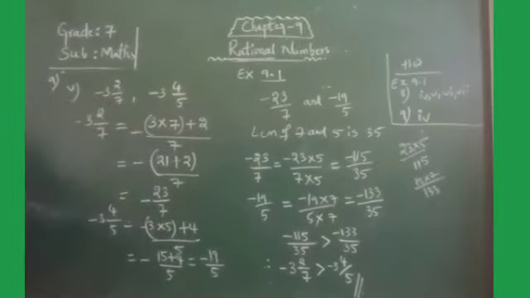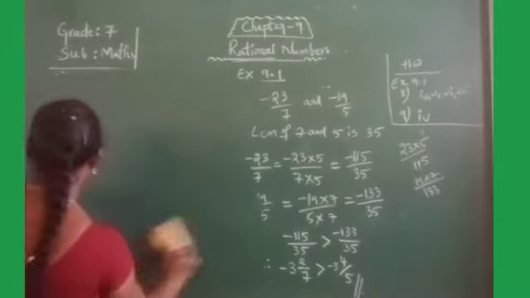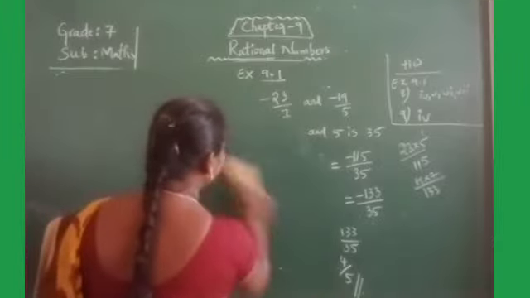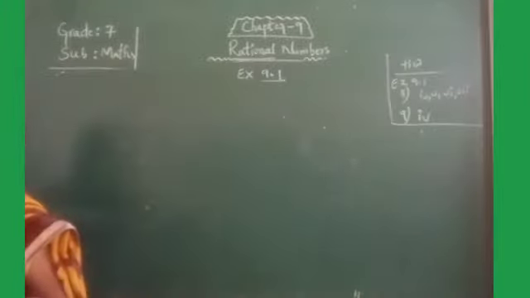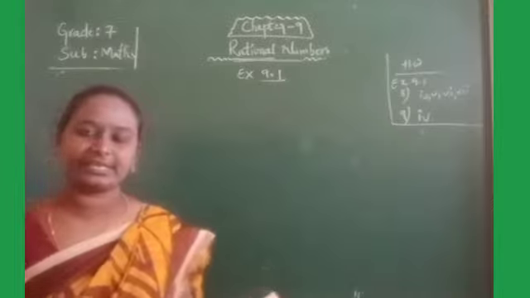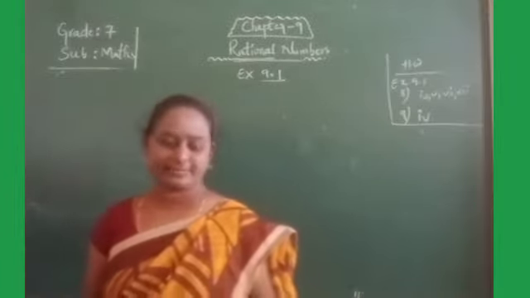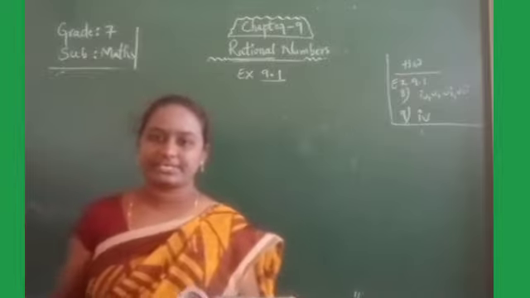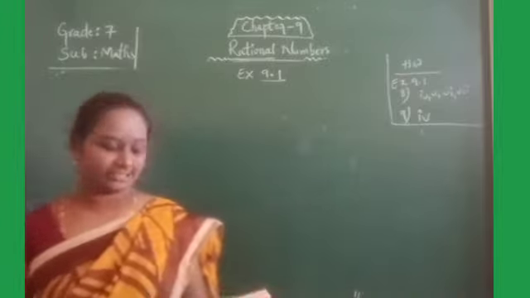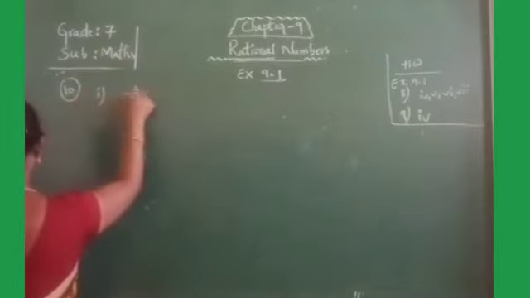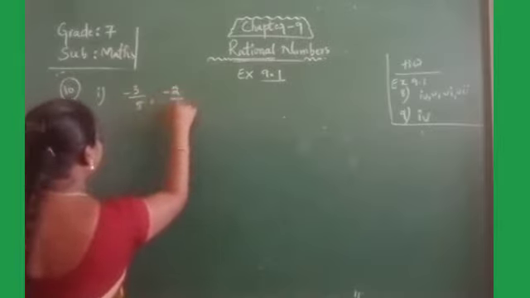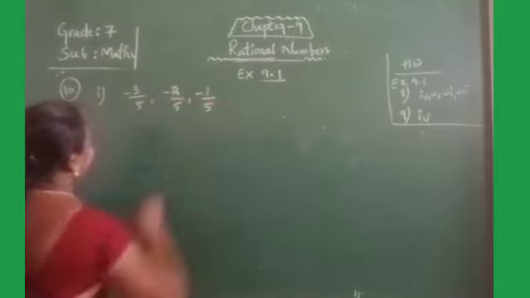Next, take your textbooks. Last one in this exercise, 10th problem. Read the question once. Write the following rational numbers in ascending order. Ascending order means smaller to bigger, okay? Descending means bigger number to smaller number. Here we have to write the ascending order, means smaller to bigger rational numbers. So which rational numbers are given here? Minus 3 by 5, minus 2 by 5, minus 1 by 5.